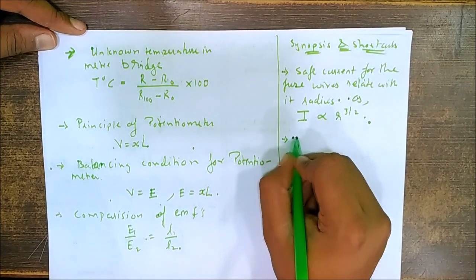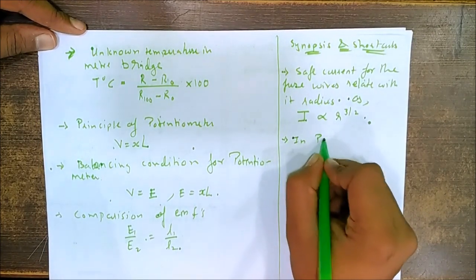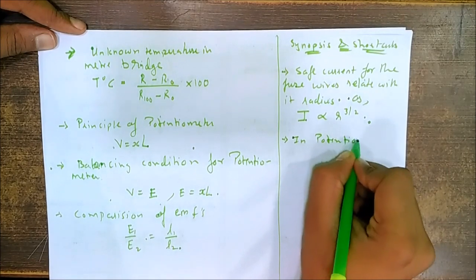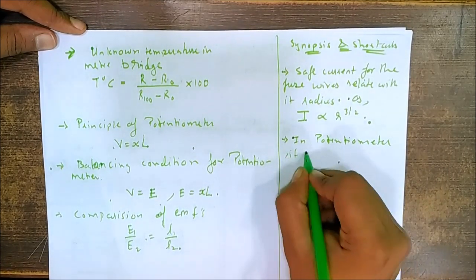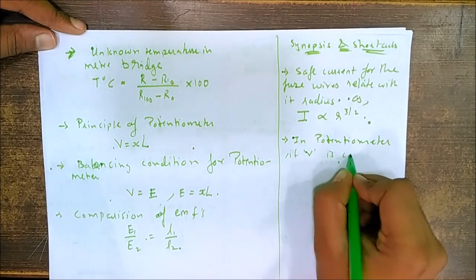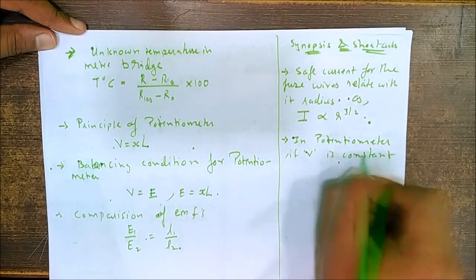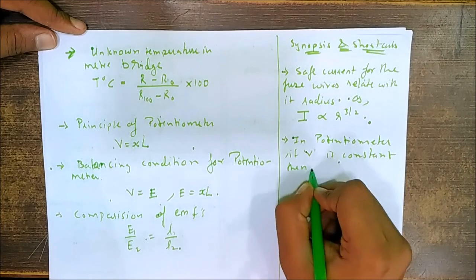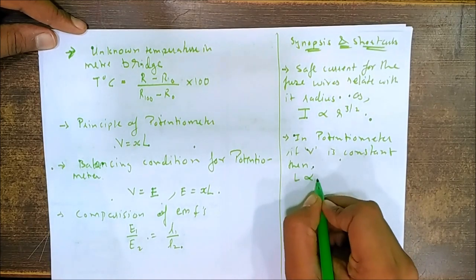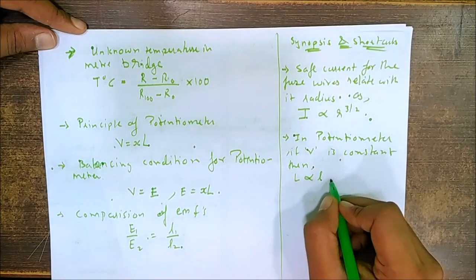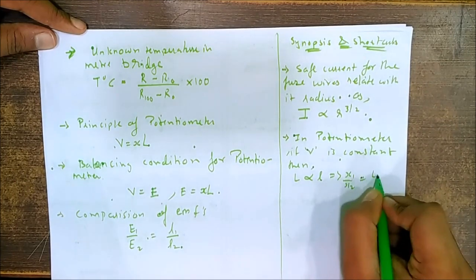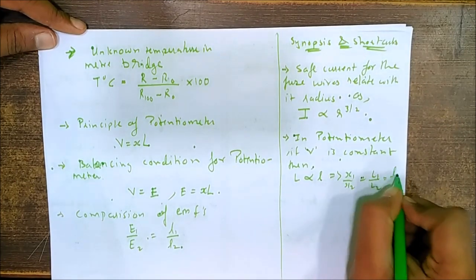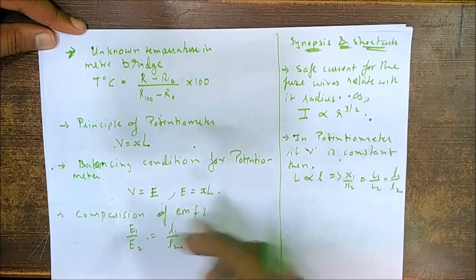Next, in a potentiometer, if V is constant, then we can say L is directly proportional to small l, that is x1 upon x2 is equals to L1 upon L2.